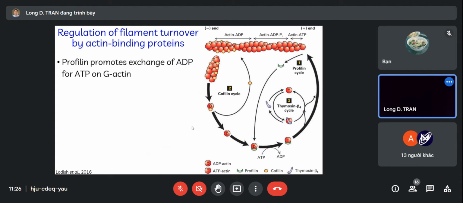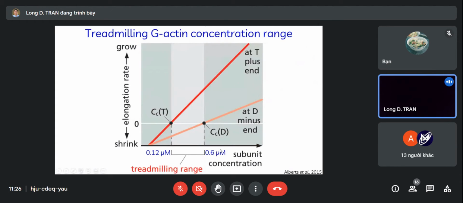This concentration is actually much lower than the actin concentration inside the cell. Hopefully you can still remember that in normal cells, the actin concentration is in the range of around 0.1 to 0.4 millimolar. So it's higher than the critical concentration. However, inside the cells, the actin rarely randomly forms or grows.